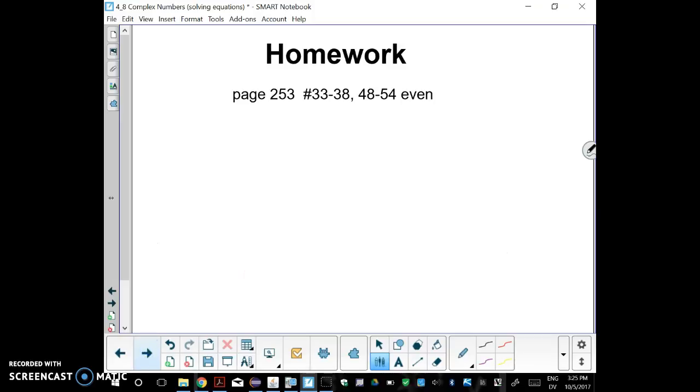All right, so here's the homework. There'll be some where you're dividing with imaginary numbers, and then there'll be some where you have to solve and get imaginary answers, kind of like the last one. So there are two parts to this. Good luck.